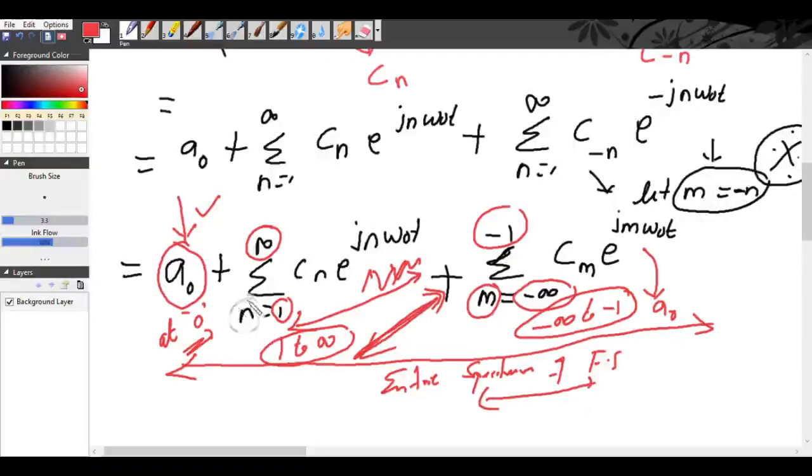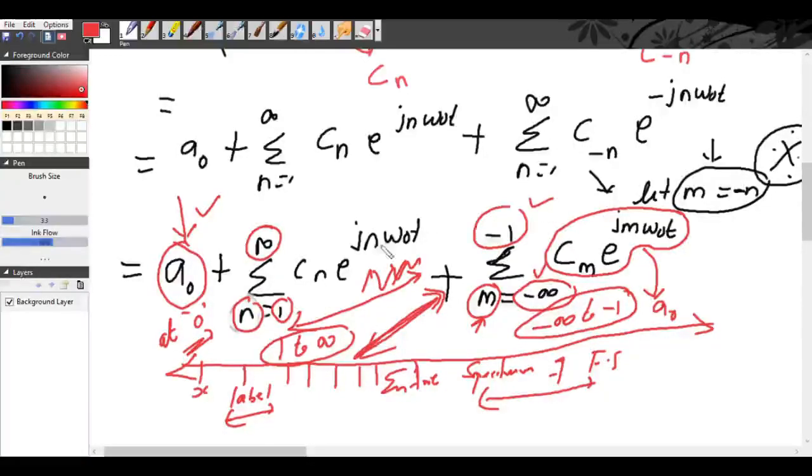You don't have to worry about these things actually. Whether it is m or n, it doesn't matter, because this is just a variable, like the label noted on the x axis. What we are looking at is the spectrum explained: this particular spectrum has been defined from minus infinity to minus 1. This spectrum has been defined from 1 to infinity. At origin, this is the DC value. So overall I got the entire spectrum.